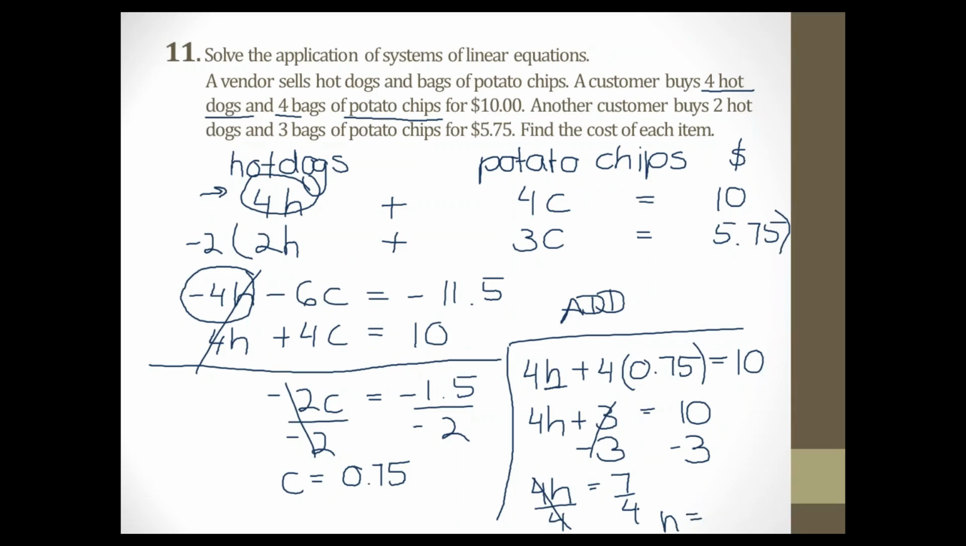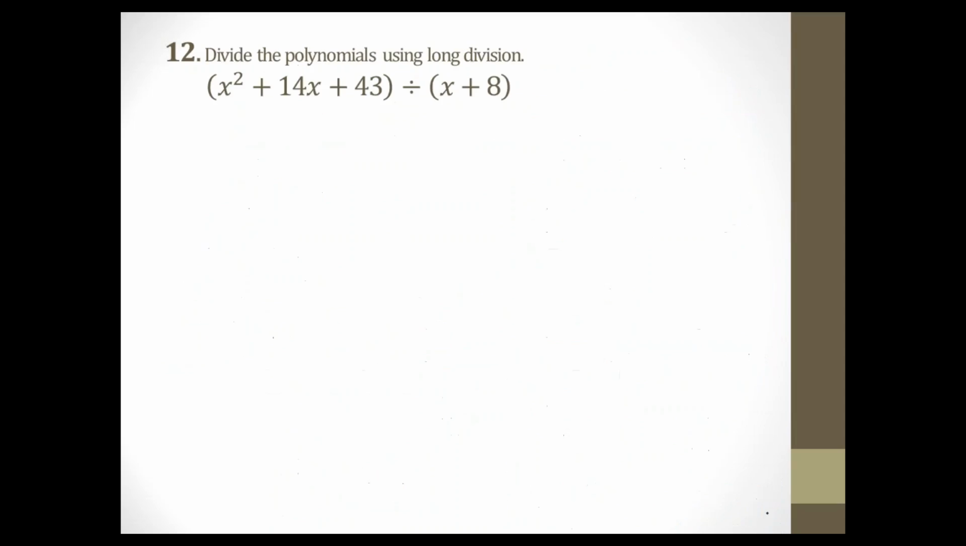we don't want to leave this as a fraction because we are talking about money, and money makes more sense in decimals, so let's convert this into a decimal, and that gives us 1.75. So that means that the potato chips was 75 cents, and each hot dog cost $1.75. Number 12, which says divide the polynomials using long division.